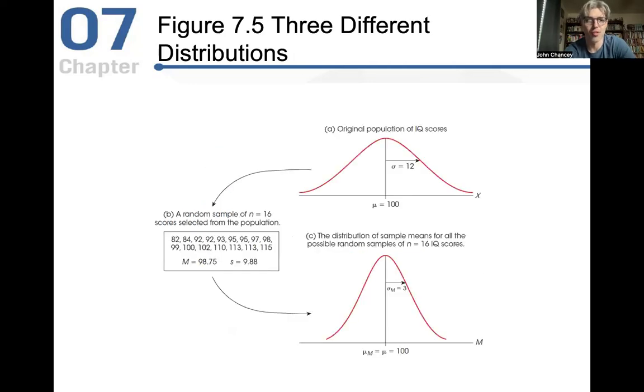And so here's some different distributions. Maybe we have these scores here. We pull a random sample. This is our original population of IQ scores. We have a mean of 100, standard deviation of 12. We're looking for, okay, this random sample of 16, here they are. What does that look like?